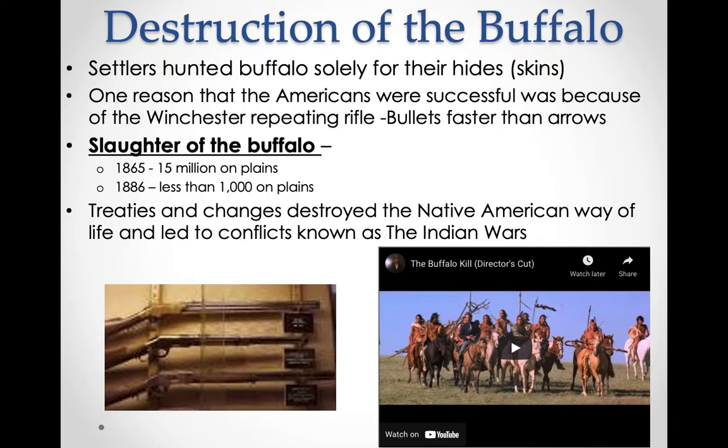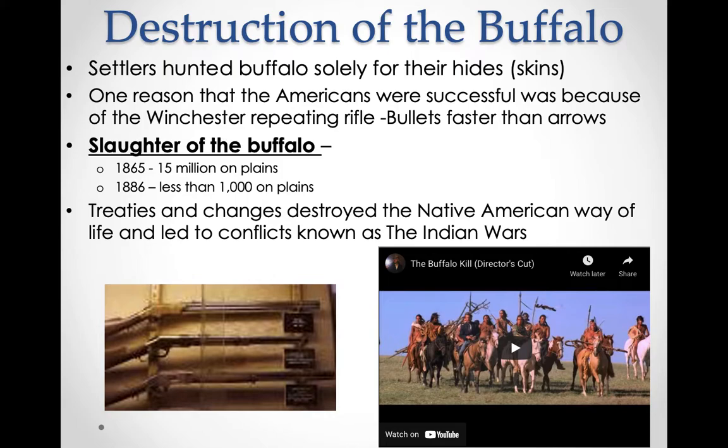The loss of access and the ability to use the land, as well as the destruction of buffalo and the devastation of the buffalo population in the Great Plains, led to the largest conflicts between Native Americans and incoming settlers.